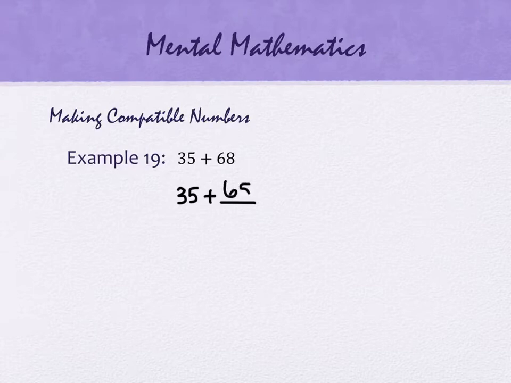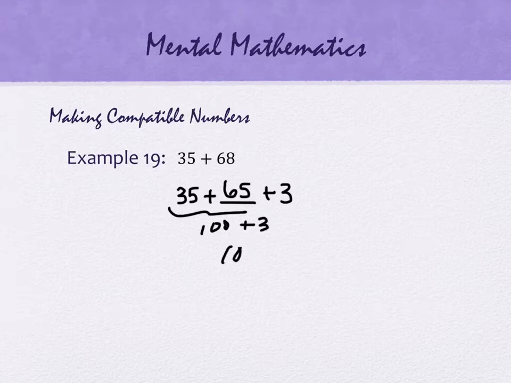65. Now, correct me if I'm wrong, but that's almost the number I've got. How far off am I? 3. So instead of adding 35 and 68, I'd rather add 35 and 65 and then just add on the 3. Because this is 100 plus 3, which gives me 103. No borrowing, no carrying, none of these sort of regrouping things that we've done before with other pieces.